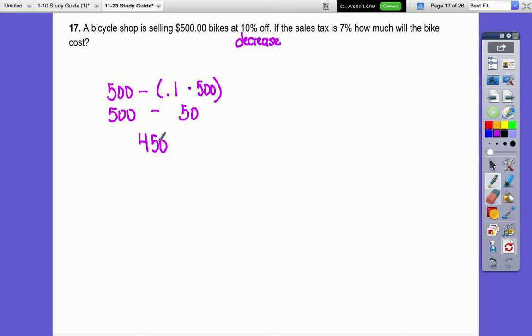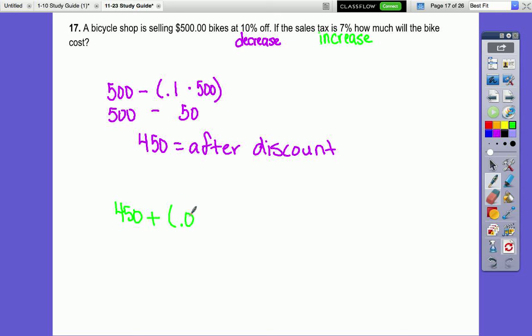So now that we know how much the actual bike costs, now we can determine how much he's going to have to pay once he gets to the cash register and checks out. So now he's at the cash register. He's going to take the selling amount of $450. Now taxes will increase your cost. So that's going to be $450 plus 7%, which is the same as the Mississippi state tax rate, just in case you forgot.